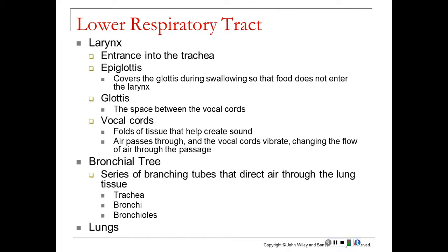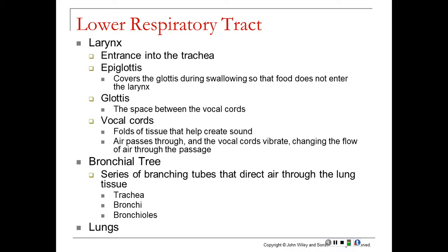The glottis is the space between the vocal cords, and the vocal cords themselves within the larynx are special folds of tissue which vibrate as air moves past them to help create sound. Air passes through these vocal cords. The vocal cords are going to vibrate, changing the flow of air through the passage, ultimately producing the various pitches that you hear as your voice.